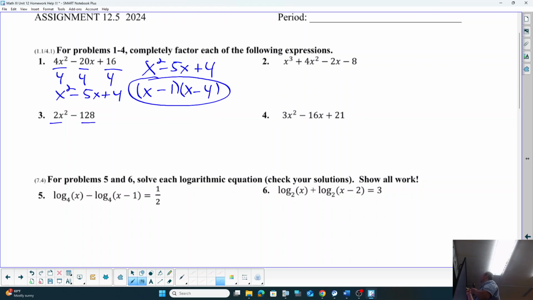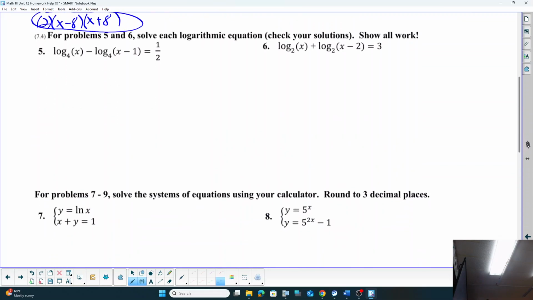Pull out the GCF. I'm just going to divide by 2 there. So we divide by 2, we get 64. And then 64 is a difference of squares. So x minus 8, x plus 8. Don't forget the 2, that's still a factor. Try each one. You got this. Try number 2, now try number 4, try 5, 6, 7, 8.